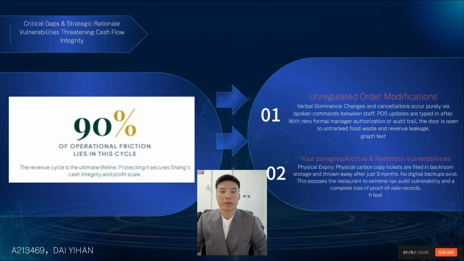Why focus on the revenue cycle? As shown on slide 3, approximately 90% of the restaurant's daily operations originate here. First, order changes are completely variable without any supervisor approval, creating high risk of revenue leakage. Second, physical receipts are thrown away after just 3 months, and there are 0 digital backups. This leaves the restaurant exposed to severe tax compliance risks and complete loss of historic audit trails.